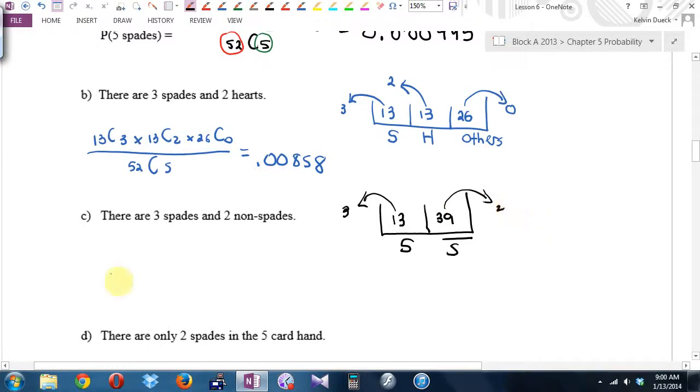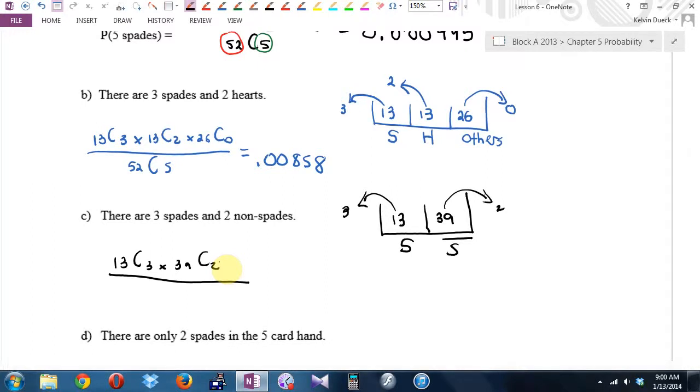Hey, what's the top of my fraction going to be? 13 choose 3 times 39 choose 2. Okay. And last unit, we stopped there. Last unit, we said, hey, that's how many different ways you can get 3 spades and 2 non-spades. But now we want to change that into a probability. To change it into probability, I divide by the total number of ways, which is what? Choose what? 52 choose 5. Yep.